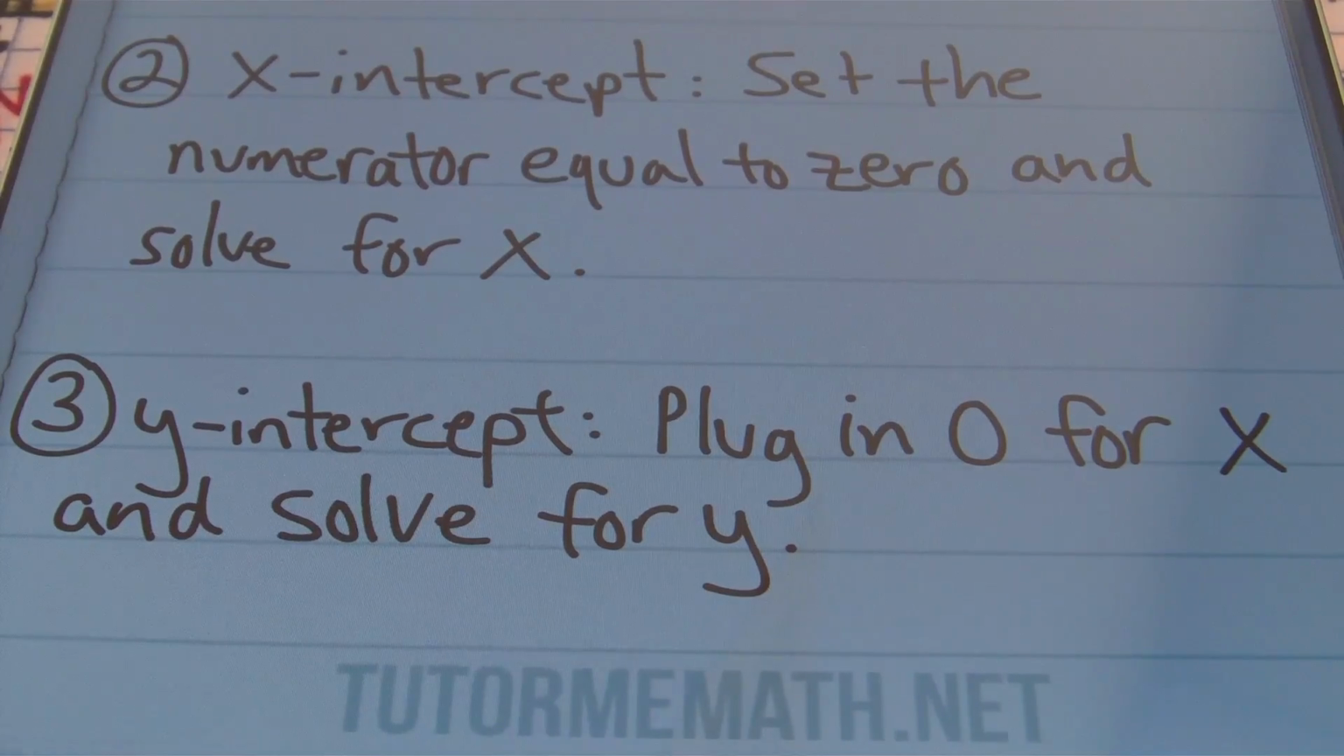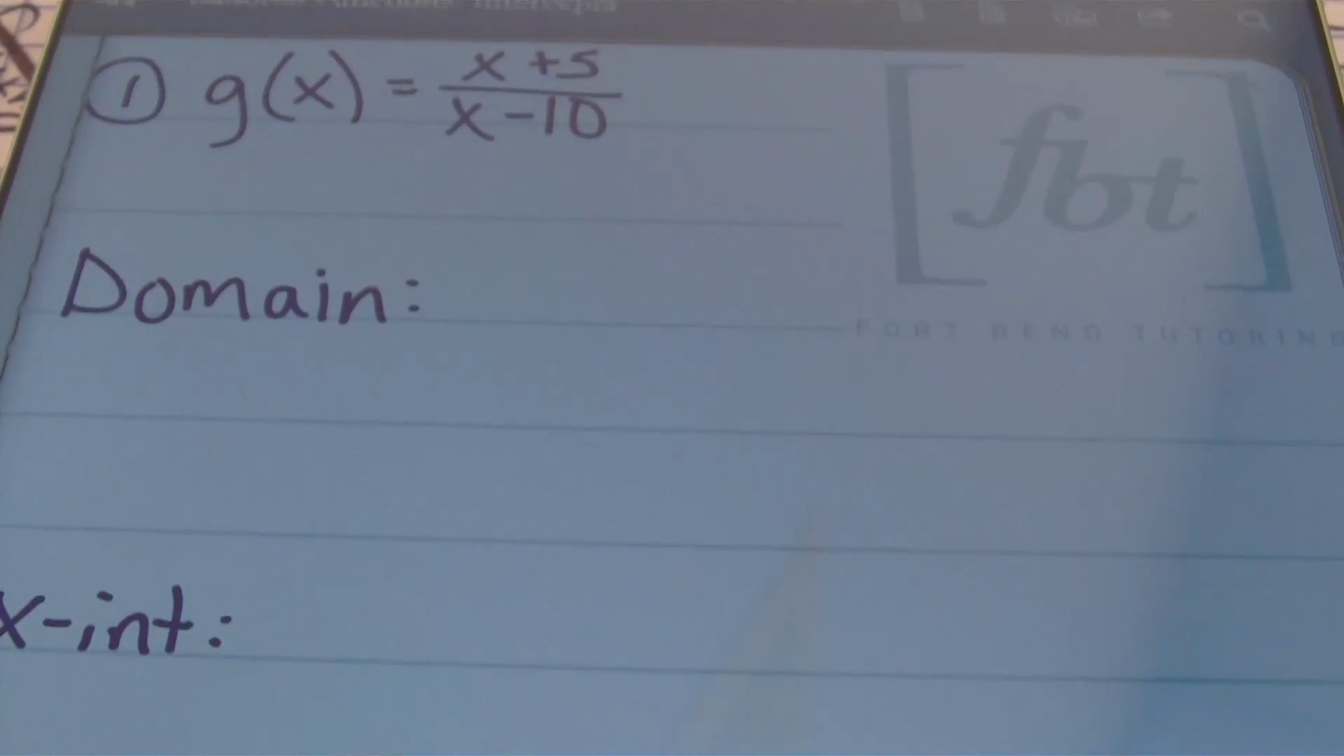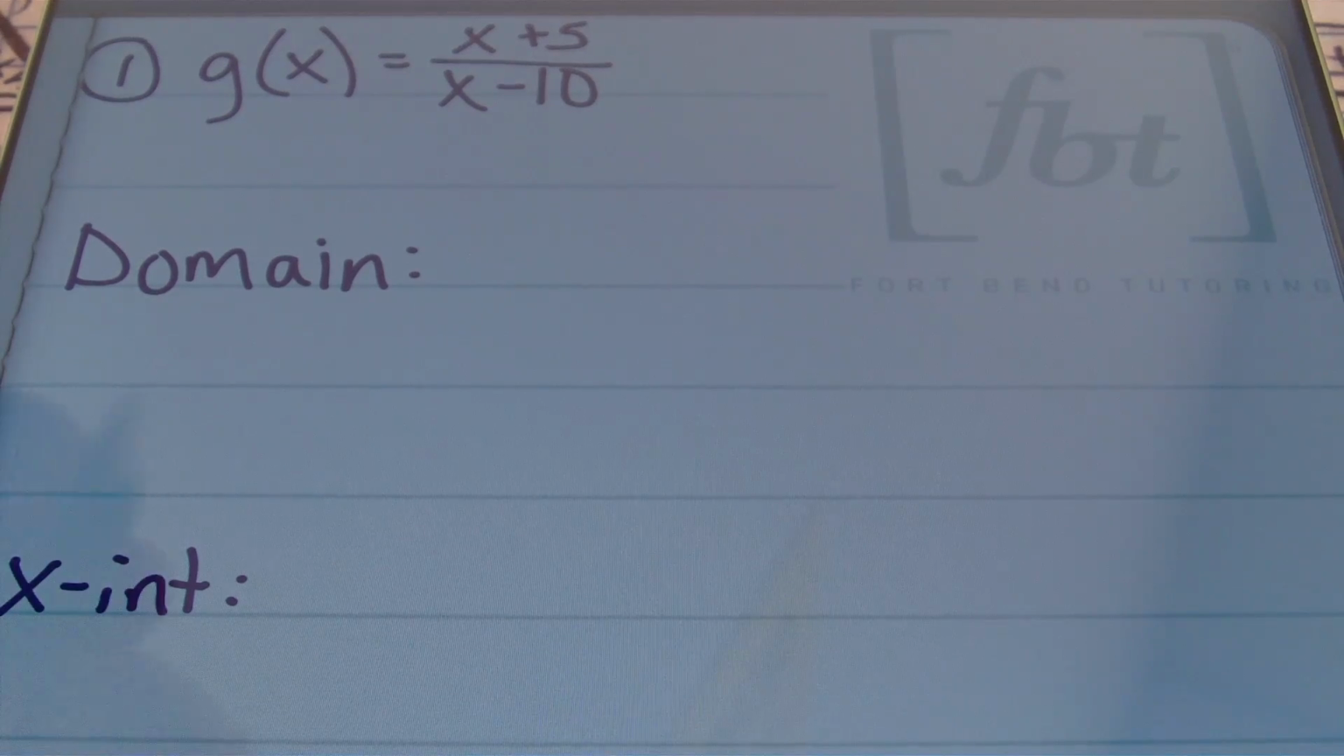I know you're excited, right? So let's put this into practice. Let's check out some examples. Here we go. In our first example, let me straighten that out. There we go. We have g of x equals x plus 5 divided by x minus 10.